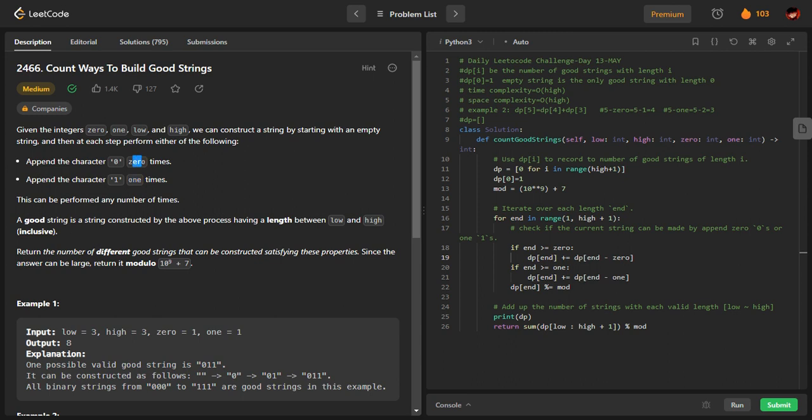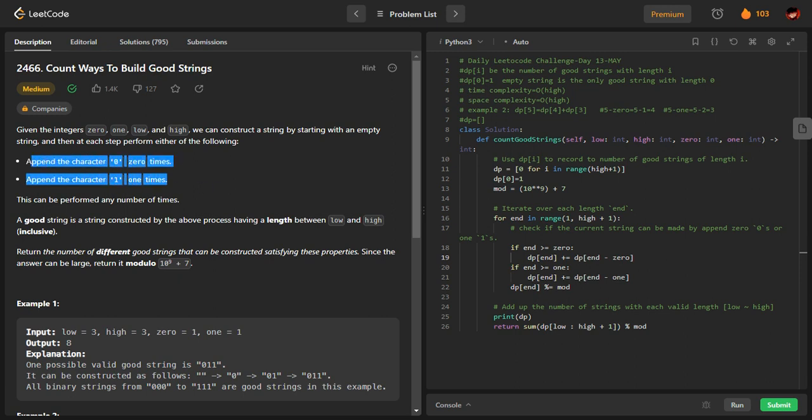So zero represents the number of times this character will be added to the string, and one represents the number of times this particular character will be added to the string. That is the basic idea here. I will show you with examples also. And these are some of the operations.